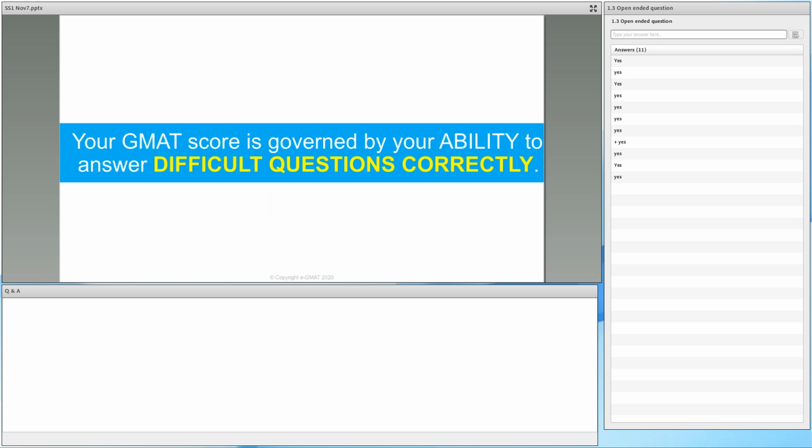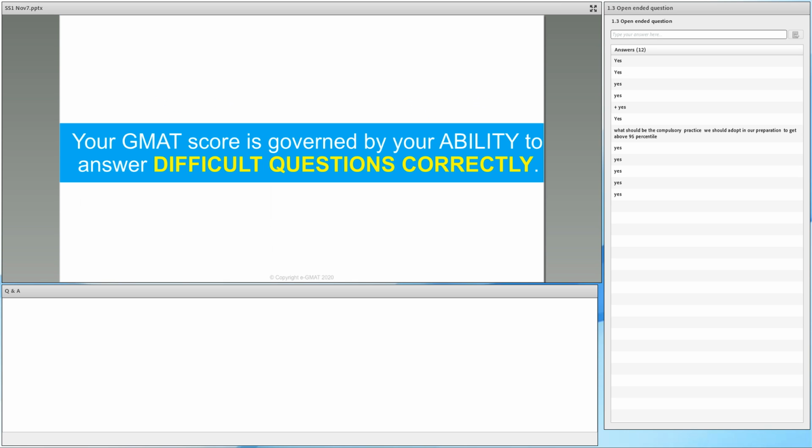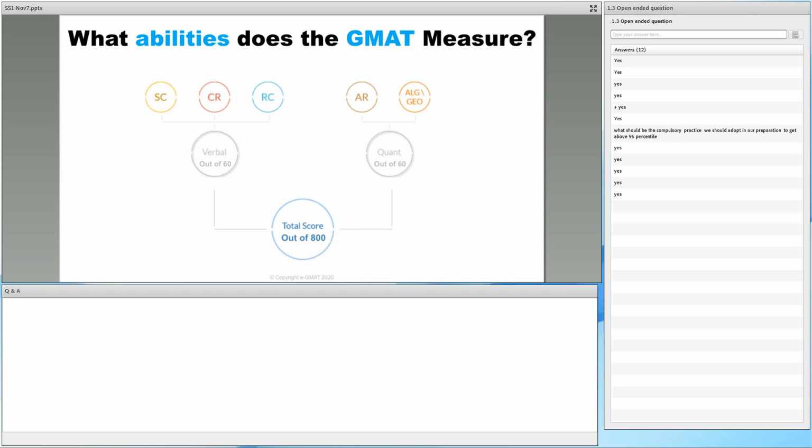I want to say this again. Your GMAT score is governed by your ability to answer difficult questions correctly. Again, please put the question in the Q&A pod. So what abilities does the GMAT measure?